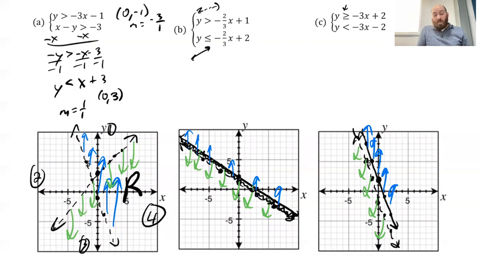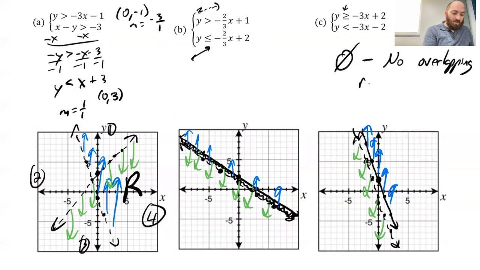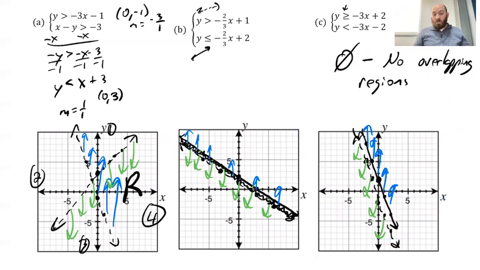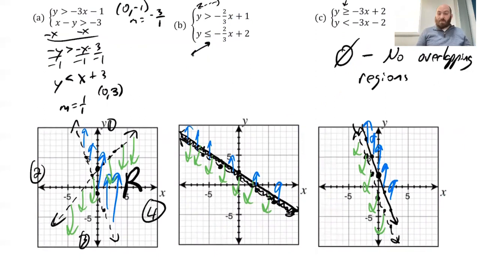I have no overlapping here. If there's no overlapping, no solution. Okay, no overlapping regions. Okay, so I can have it with the parallel lines like this, where it's that tiny little sliver in between. That's my solution area. Here, it goes the opposite directions. Okay, that doesn't work. There's no solution there. Okay, so I can have no solution with these types of things. It's a little bit tricky, but that's what happens here.